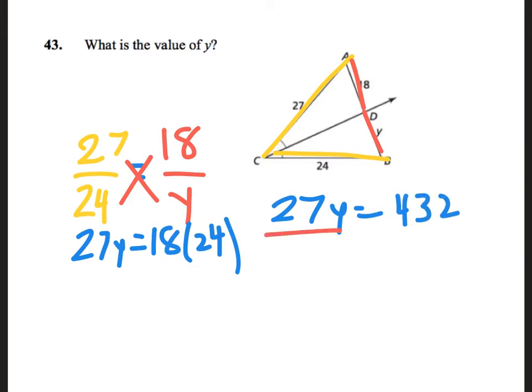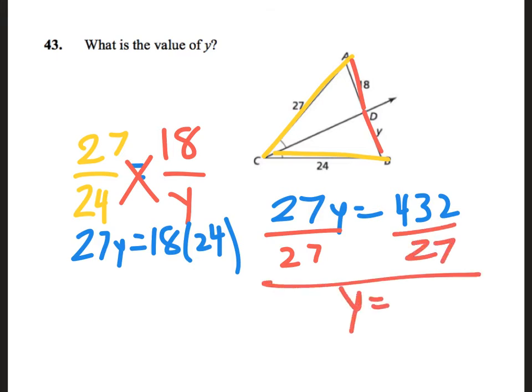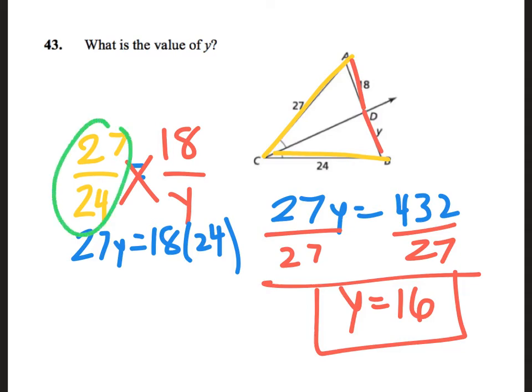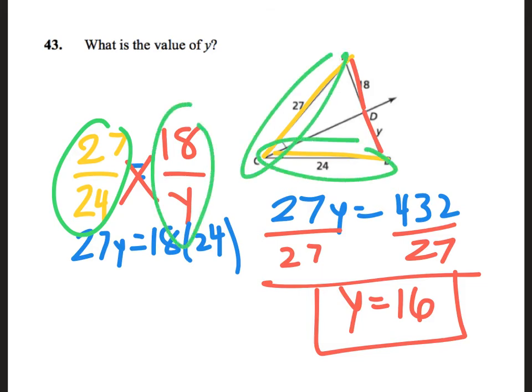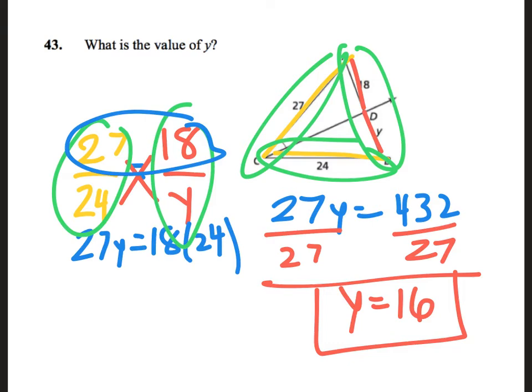We're going to go ahead and divide both sides by 27. And when I do that, I get y equals 16. Again, when I set up my fractions, these two are in the same spot, so 27 and 24. These two are also in the same spot. Across the ways, let's use blue, these two are in the same triangle. These two are in the same triangle.